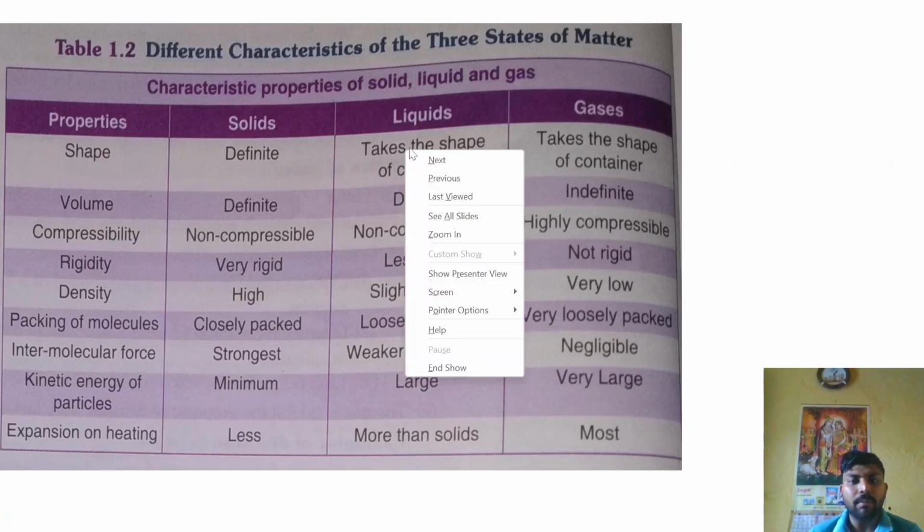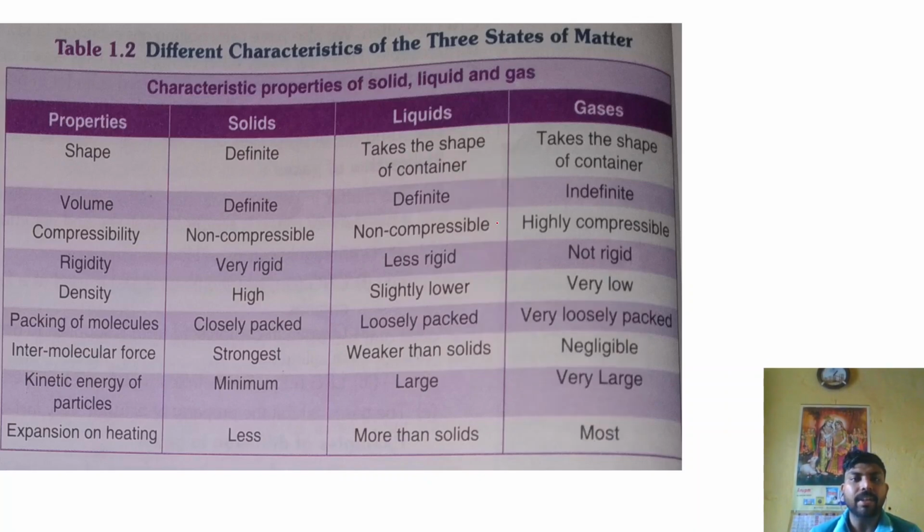First of all, we have already read about the different states of matter. The first one is solid, the second is liquid, and the third is gas. Now let's differentiate their characteristics. If I talk about properties, solid has a definite shape, whereas liquids and gases don't have a definite shape. They take the shape of the container. When I talk about volume, solid and liquid both have a definite or fixed volume, whereas gases don't have a fixed volume.